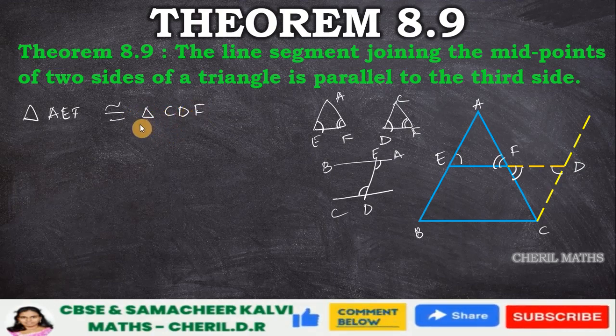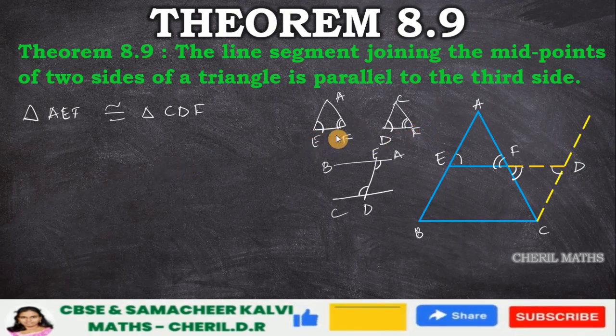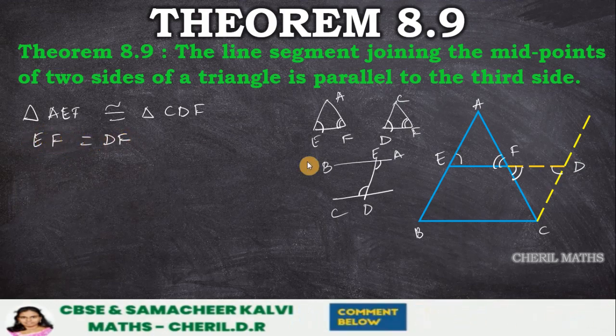So these two triangles are congruent. If they are congruent, we can also say that EF is equal to DF, because the two triangles are congruent, so your sides will be equal. So your EF will be equal to DF.